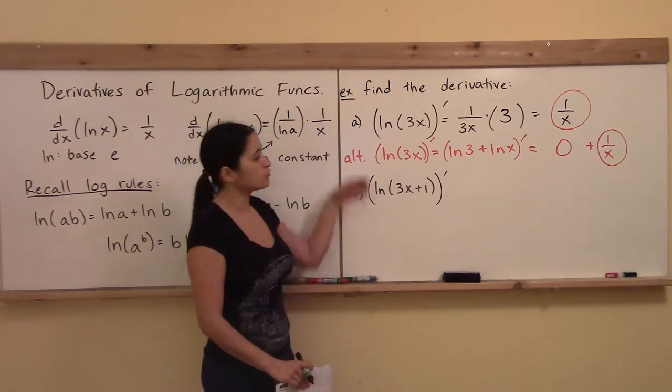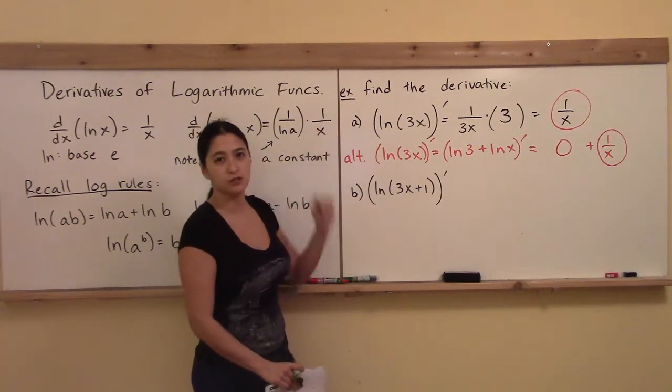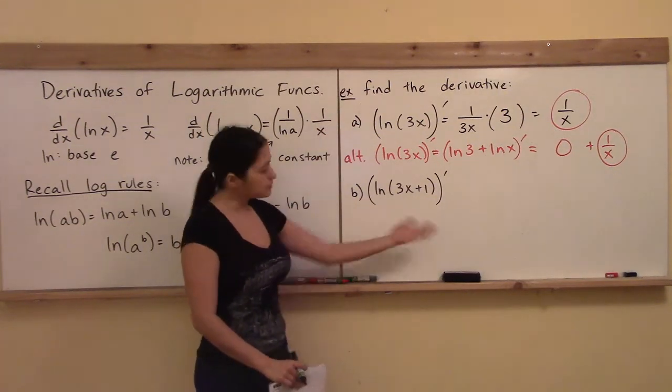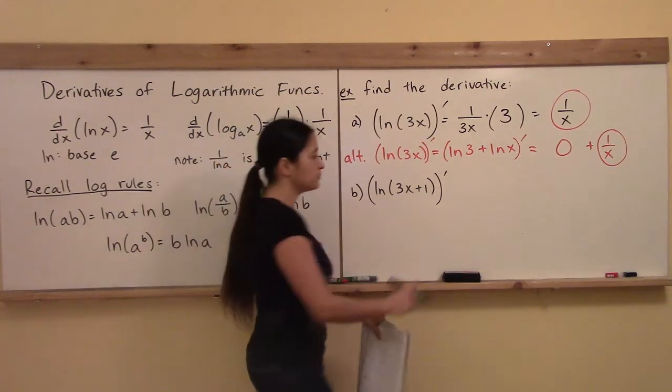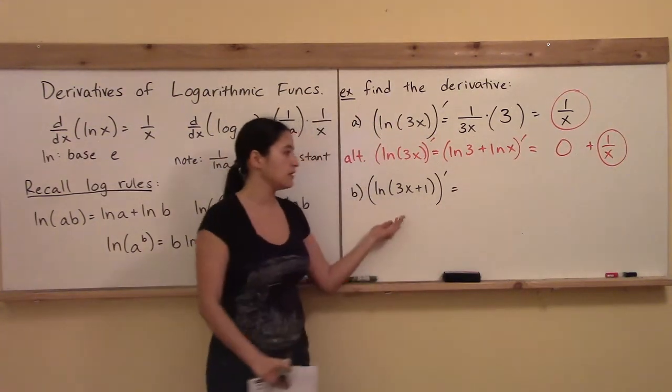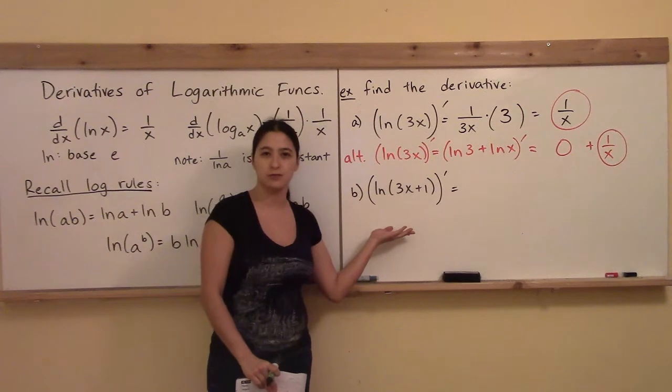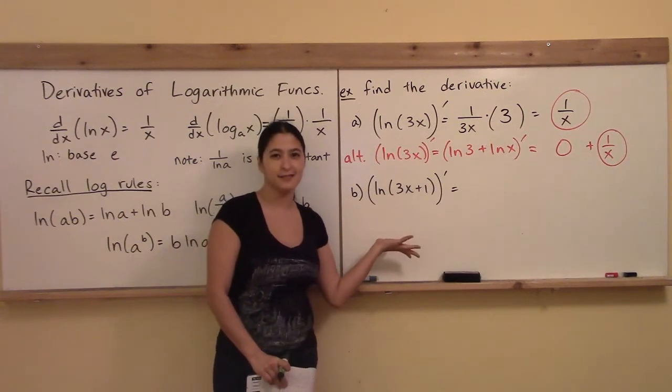I'm going to have to choose the original route that I did up here, which used the chain rule. So why don't you go ahead and try that yourself? Definitely want you to play along here. Try to take the derivative of the log of the quantity 3x plus 1. Okay, let's see what you got.